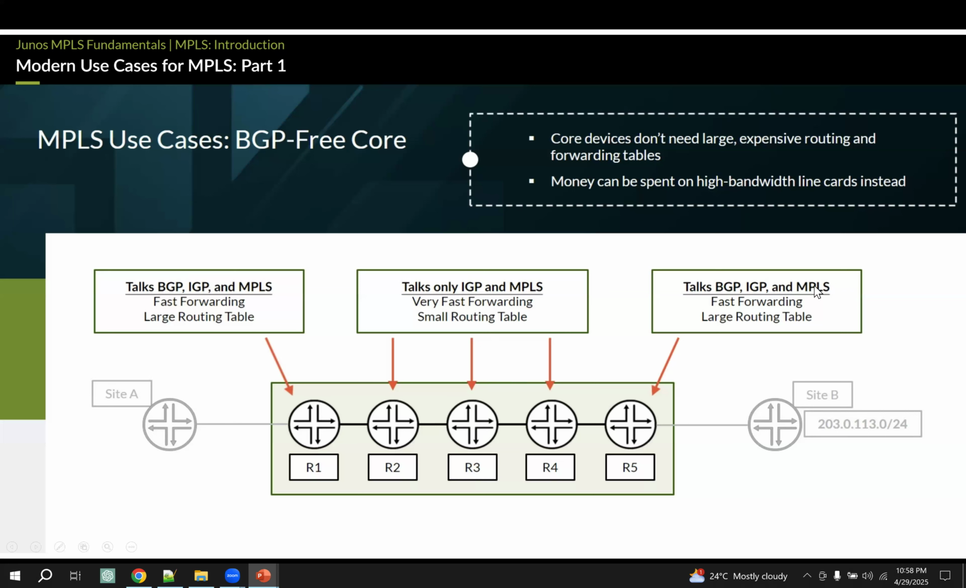Talking BGP, IGP, and MPLS gives fast forwarding but a large routing table. That means indicating the router, this is the P router, the provider router. You need BGP here. Yes, you need BGP, otherwise you cannot communicate with the customer. This is normal IP routing protocol communication.